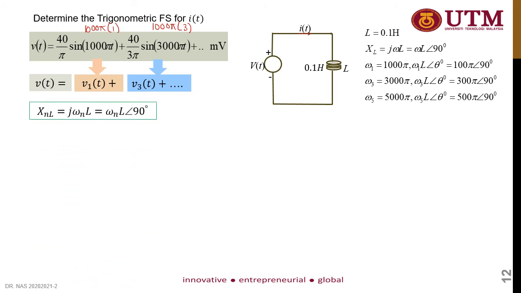So next you need to consider the impedance. In this case, you have an inductor given by XL, and n represents the number of harmonics. Okay, so XL is equal to j omega L. If you change the complex number into polar form, you get j is equivalent to 90 degrees. So omega depends on your harmonic number.